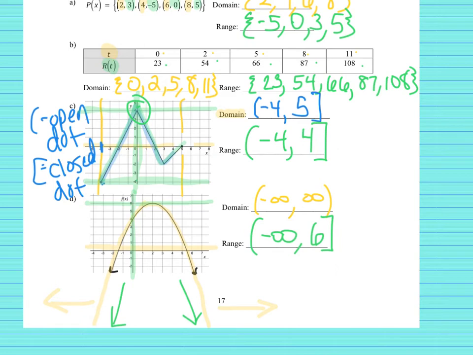So that's how we're going to look at domain and range. Parentheses when they are not included, brackets when they are, and always parentheses on infinity.